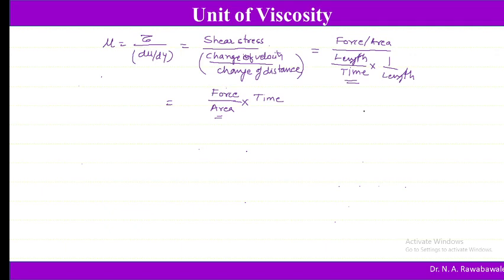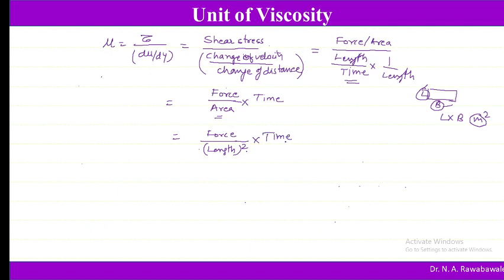So this area means, say for example, it is a rectangle. A rectangle has area L into B. L is also length and B is also length. It is a distance. So therefore we can write this as force divided by length square. Area is nothing but length square, or L into B. So the unit of this is meter square. Meter is the unit of length. So length square into time.